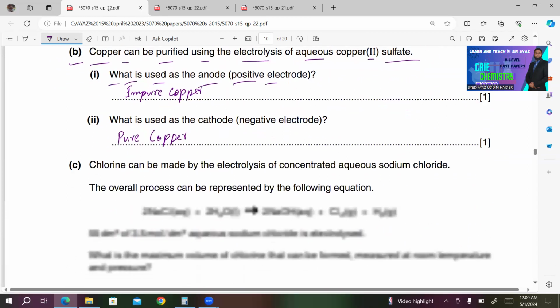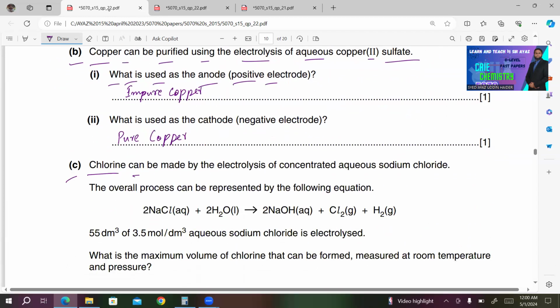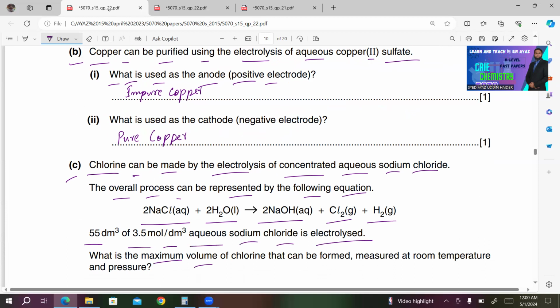What about number C? Chlorine can be made by the electrolysis of concentrated aqueous sodium chloride. The overall process can be represented by the following equation: 2NaCl aqueous plus 2H2O liquid gives 2NaOH aqueous plus Cl2 gas plus H2 gas. 55 dm3 of 3.5 mol per dm3 aqueous sodium chloride is electrolyzed. What is the maximum volume of chlorine that can be formed, measured at room temperature and pressure?